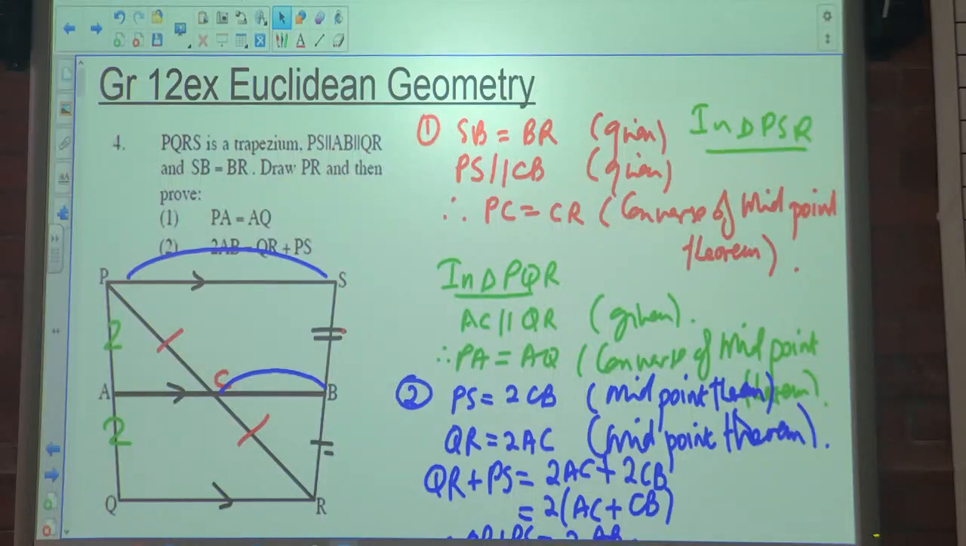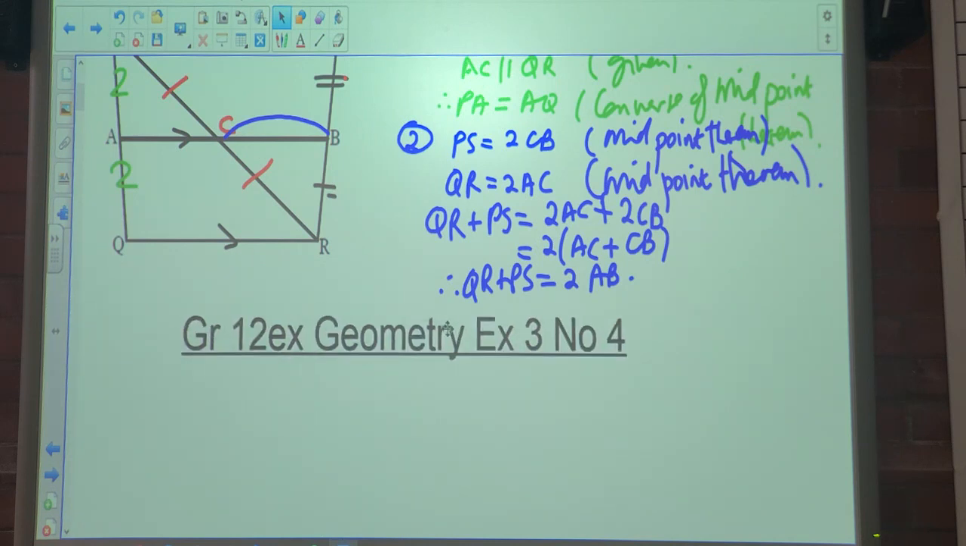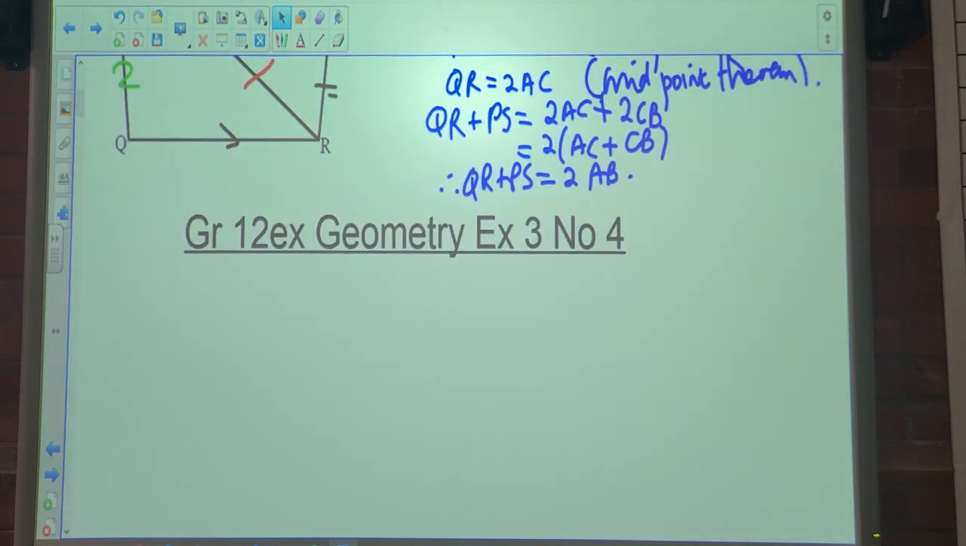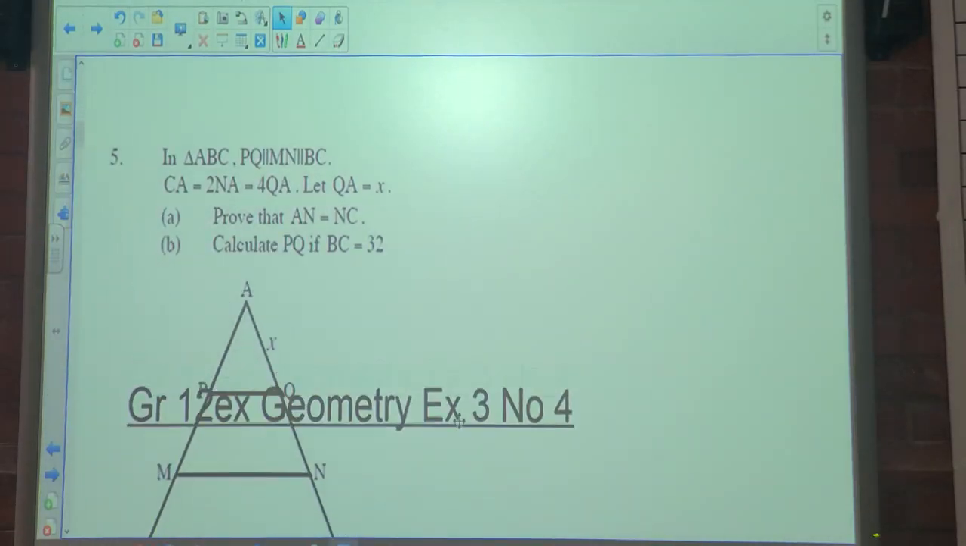Okay, good morning class. So today we're looking at Euclidean Geometry, exercise 3 number 5.